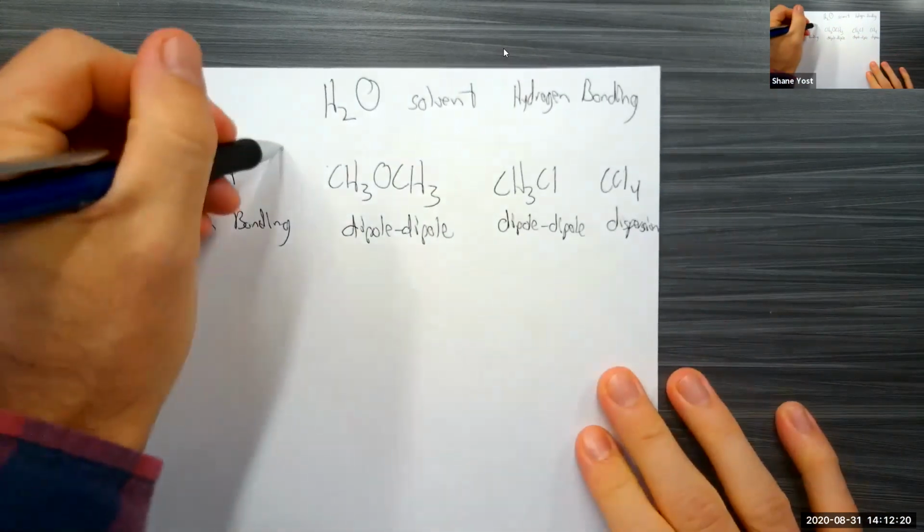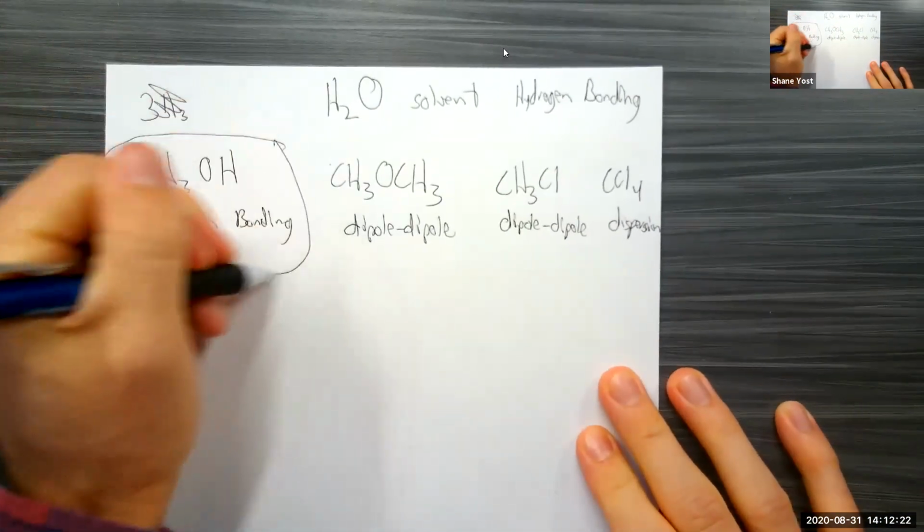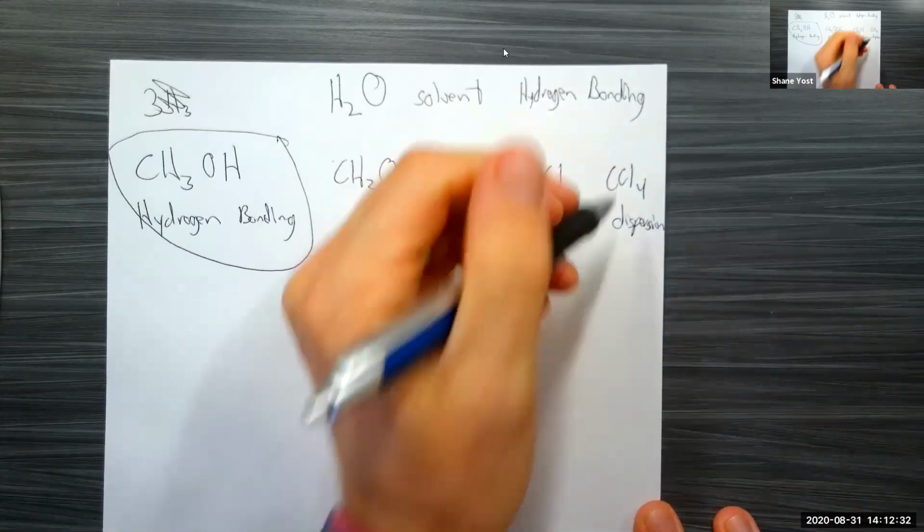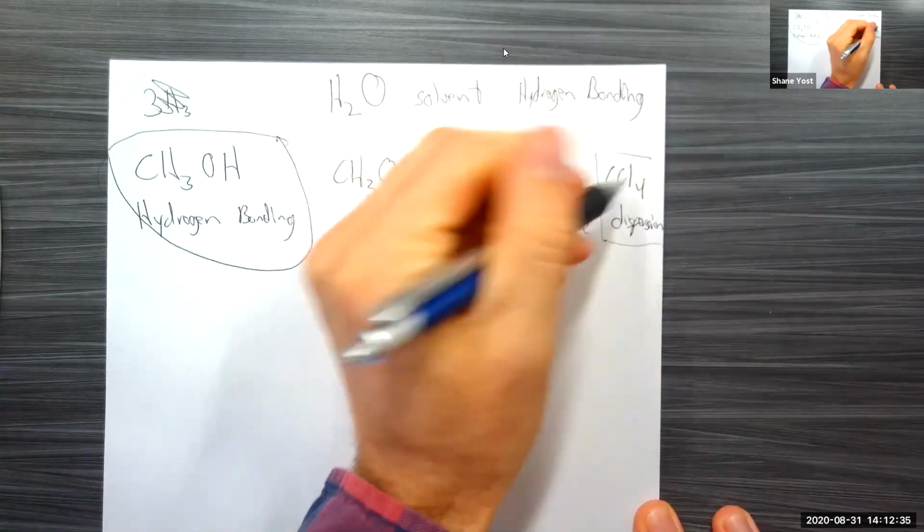here that CH3OH has the most similar type of intermolecular force to water. And so it is going to be the most soluble in water. The least soluble is going to be our CCl4 here.